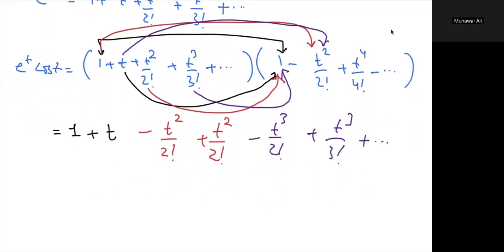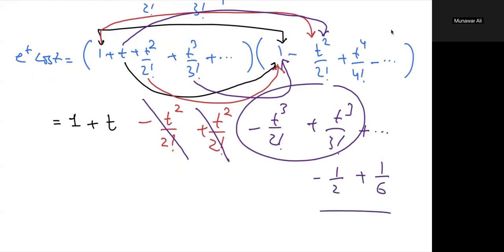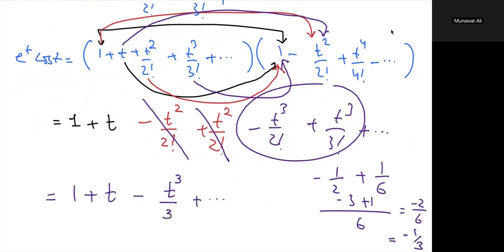Then you can see these terms can be cancelled. And then for this, you can simplify, you have negative 1 half plus 1 over 6. So it would be negative 2 over 6, which is negative 1 over 3. So it's going to be 1 plus t cubed divided by 3. It's negative 1 over 3, that's why I'm writing negative here, and so on.